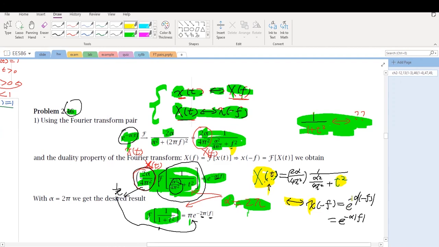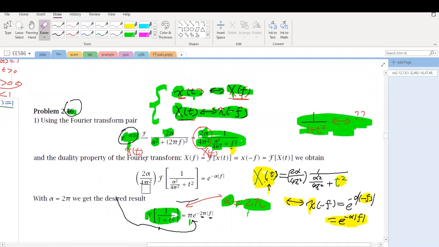So e to the power minus alpha, absolute value of minus f. And minus f, you take the absolute value, that's e to the power minus alpha absolute value of f. That's the same thing here. That's basically this. If I take a Fourier transform of big X(t), the scaling function, then this Fourier transform is here. That's this portion. The Fourier transform of that is e to the power minus alpha, absolute value of f.